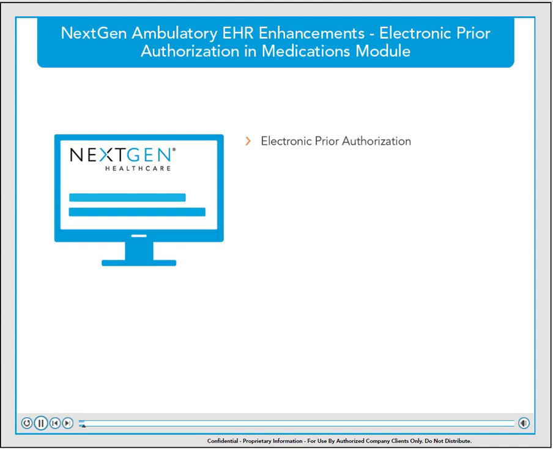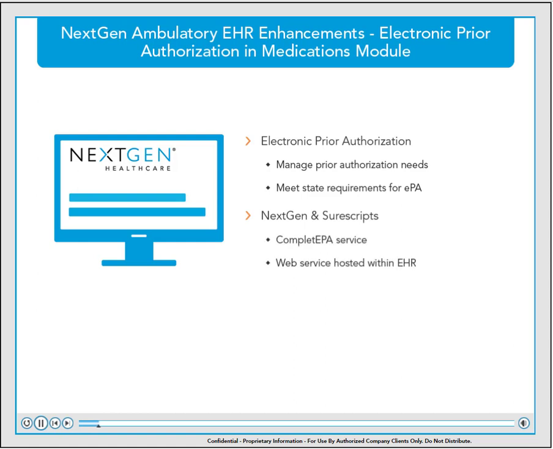In 5.9 NextGen Ambulatory EHR, the new Electronic Prior Authorization, or EPA, functionality can be used to manage prior authorization needs. This helps you meet state requirements for EPA. NextGen Healthcare partnered with Surescripts to provide the complete EPA service, which is a web service hosted within the EHR and is a solution to the manual prior authorization process. The EPA feature in the Medications module will also be available for version 5.8.3 via a special hotfix release.